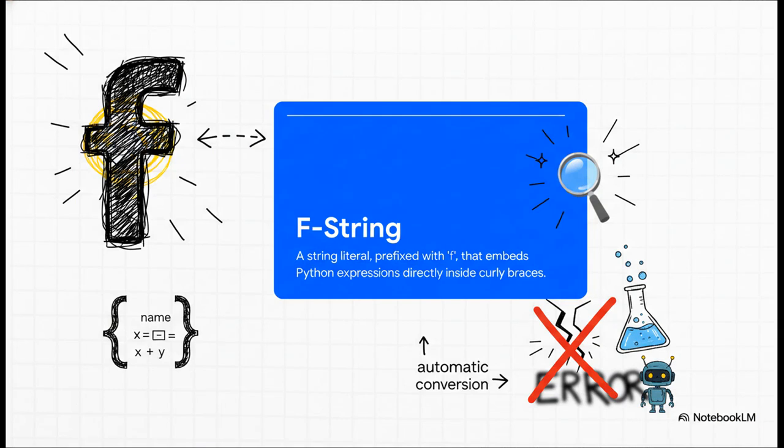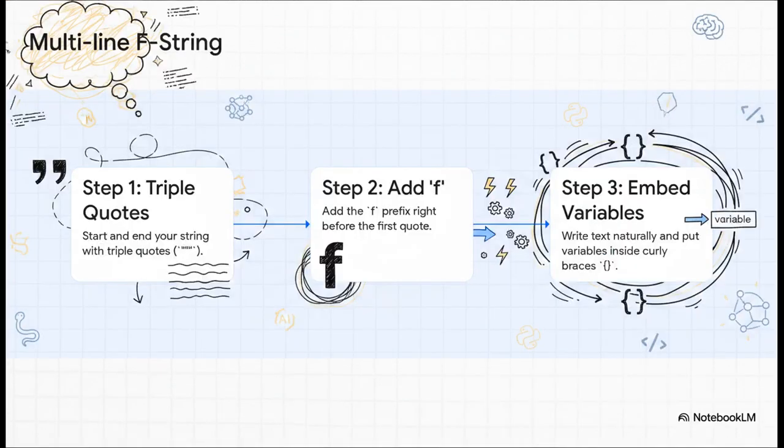So what's the magic here? It's almost laughably simple. You just put the letter F right before your opening quote. That's it. That one little character transforms your string into this powerful template. And now you can put not just variables, but any valid Python code. I'm talking calculations, function calls, you name it, directly inside those curly braces. And Python just handles it. All the type conversions happen automatically. No more type errors.